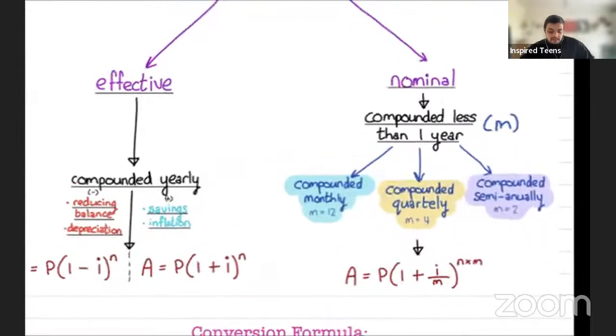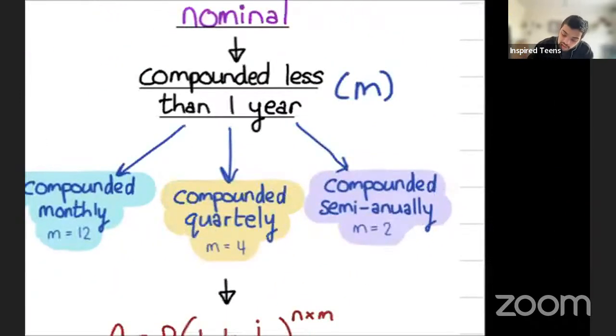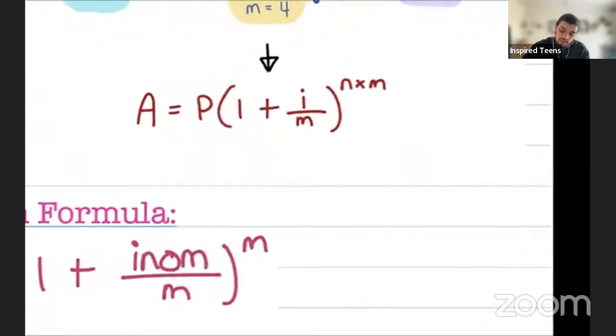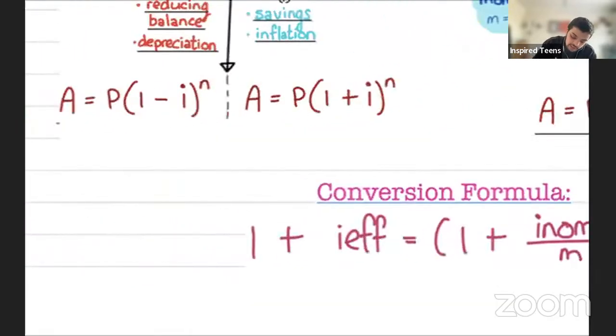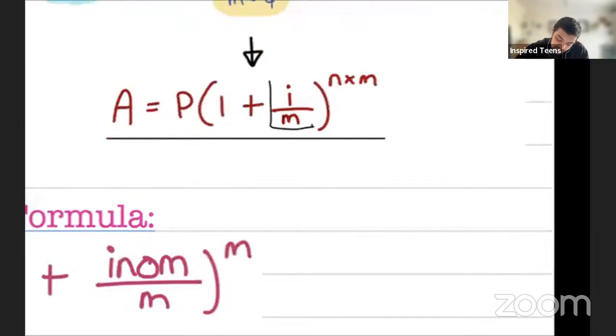So nominal versus effective. Effective, we have it compounded yearly, but nominal, we have it compounded less than a year, and we have to take this into consideration. It introduces us to a new variable called M, and this is how we allocate M in the formula. Previously, we just had A equals P(1 minus i)^n and A equals P(1 plus i)^n. For each one, this could be plus or minus, mostly plus.